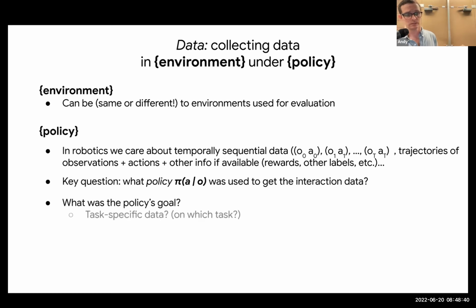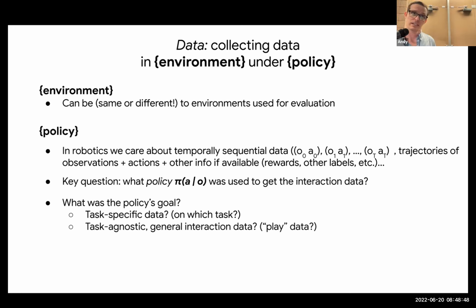What was the policy's goal? So maybe you have task-specific data, but also another very interesting direction to look at is task-agnostic data. It's helpful to be more specific than that, and in different instances. But there's at least an informal notion of quote unquote play data, where you just have general data of an agent interacting with an environment. Maybe it's humans that are just playing around and just doing whatever comes to mind for them. And then also think about who is providing the data.